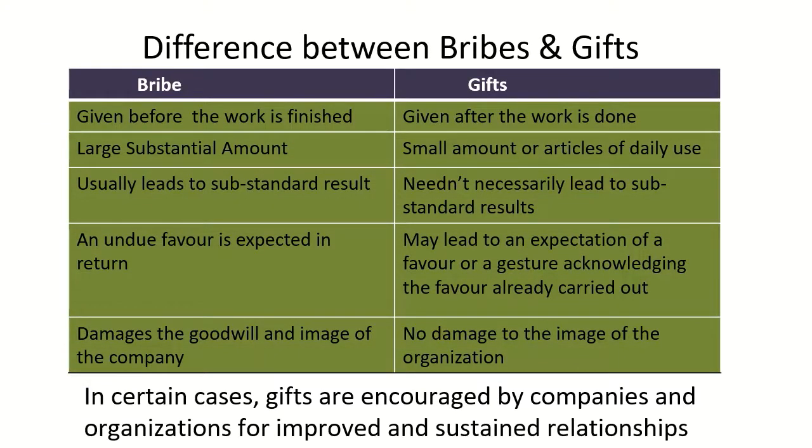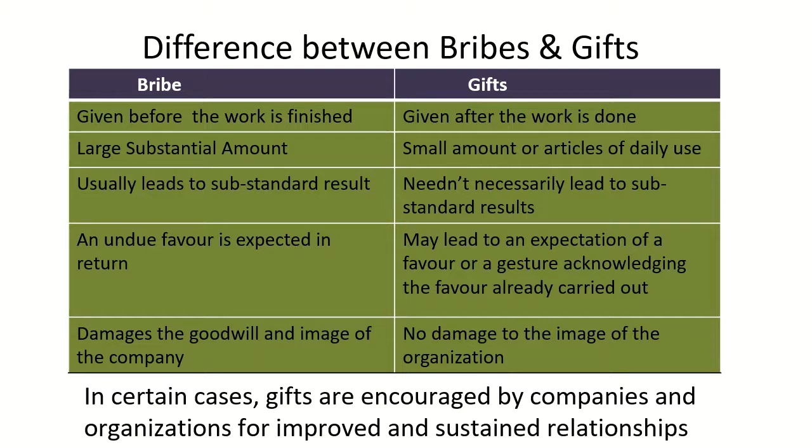Now let's see the difference between bribes and gifts. There is a very thin line between bribes and gifts. So what is a bribe? It is something which is given before the work is finished, whereas a gift is something which is given after the work is done. A bribe is a very large, substantial amount. Gifts are very small amounts or articles of daily use.